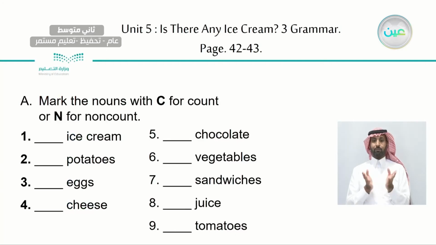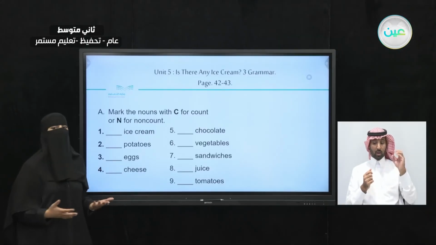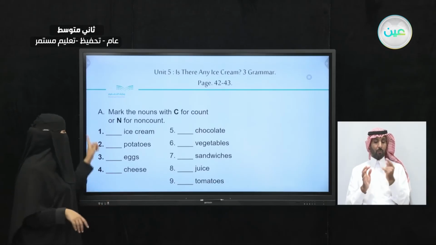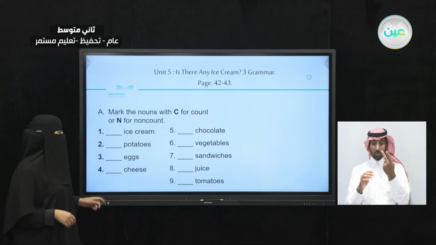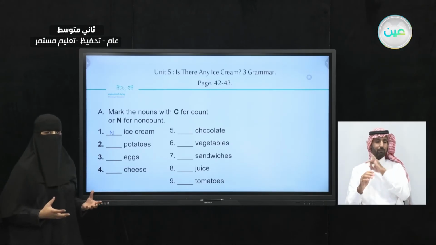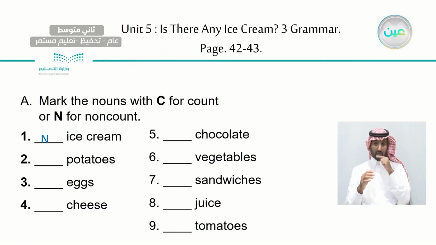Now, let's take a look. We want to mark these nouns with C if it's count and N for non-count. We have 9 words here, and let's decide which ones are the count nouns and which ones are the non-count. Let's start with ice cream. What do you think? Is it count or non-count? It's a non-count. So look at the question here. Is there any ice cream? There aren't any ice cream. So in the answer I used any because it's a non-count.